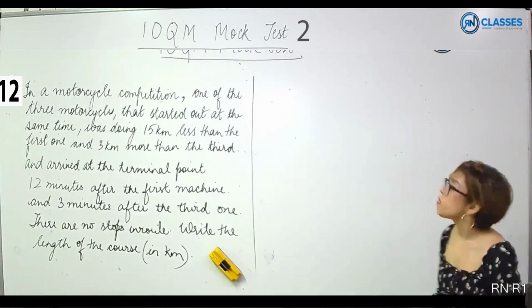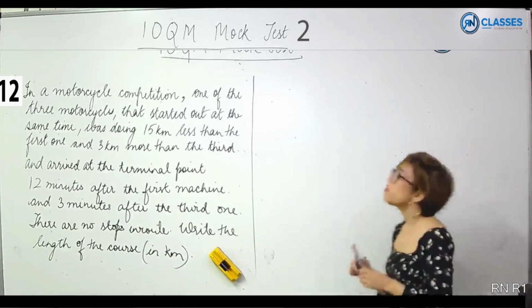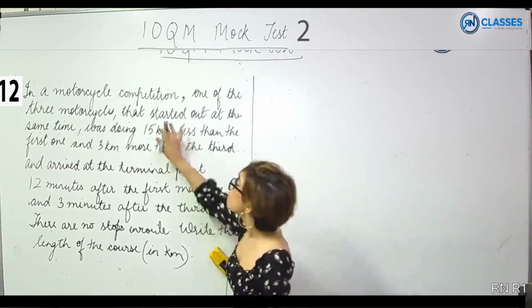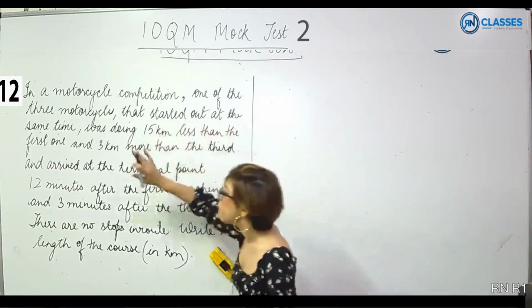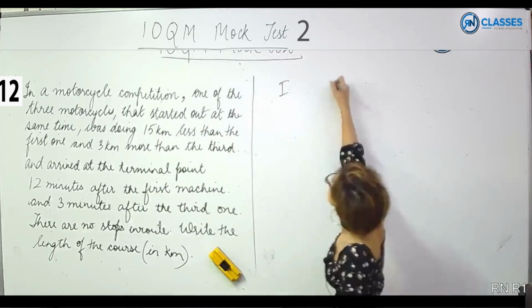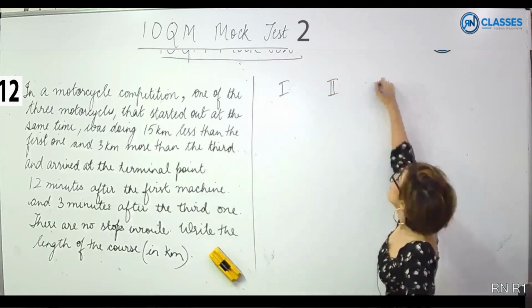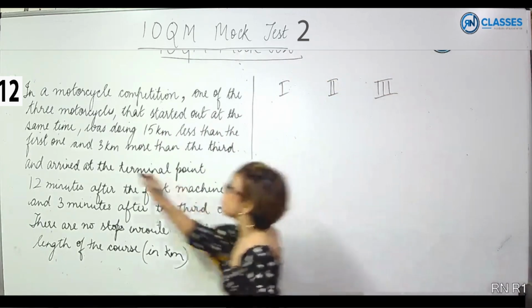Alright, on to the next one. Now he says in a motorcycle competition, one of the 3 motorcycles that started out at the same time. So 3 motorcycles are there, first, second and third. And they are starting at the same time.